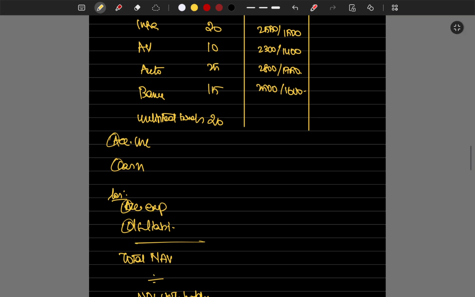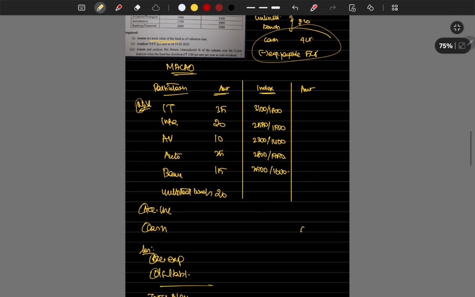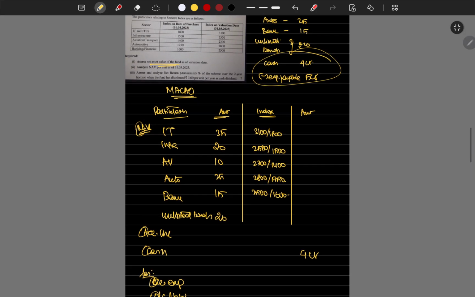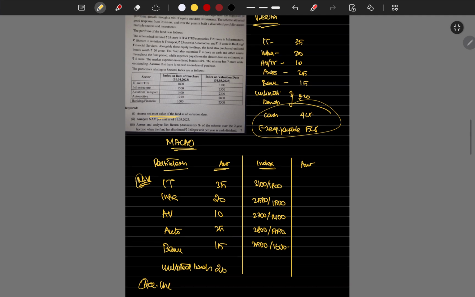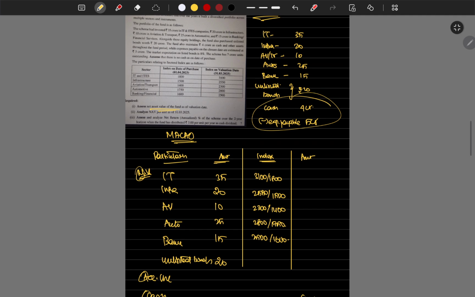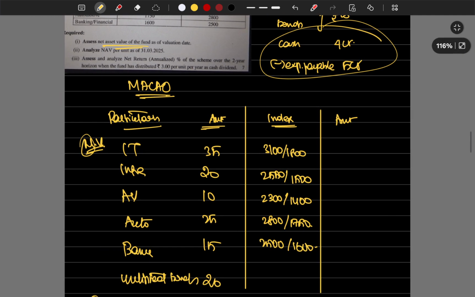Now cash balance is 4 crore, and the accrued expenses are 5 crore. Okay, we have added everything, set to go. 35 into 3100 divided by 1800, which is 60.28.